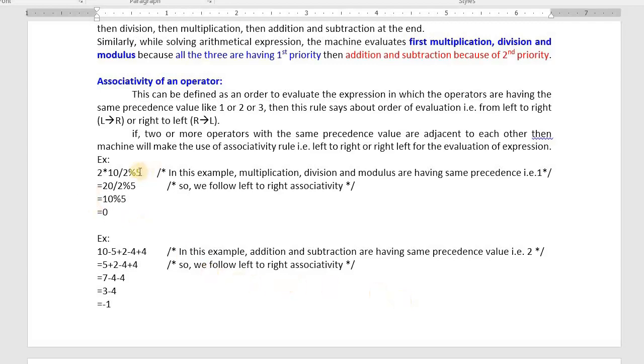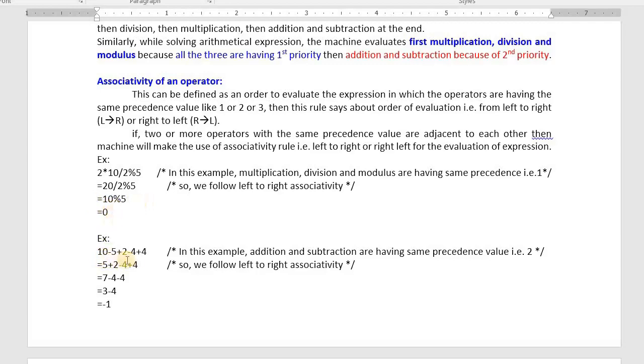2 into 10 divided by 2 mod 5. All the three are having the same priority. Multiplication, division and mod are having the same priority. Then we follow left to right, we as well as the machine. First 2 into 10, 20, remaining as it is. Next divided by 2, 20 by 2 is 10, remaining as it is. 10 mod 5, 0. Like this the machine evaluates.